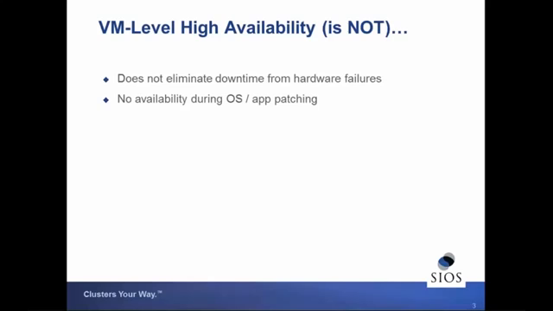Also, by just doing something like VMware HA, you have no availability during maintenance. So if you need to do an OS update or a SQL Server update, you're going to have to schedule that downtime. So VMware level HA does not give you an option to minimize the downtime for that planned maintenance. And it does not protect you from architectural decisions.